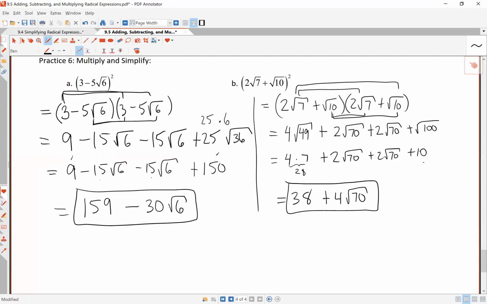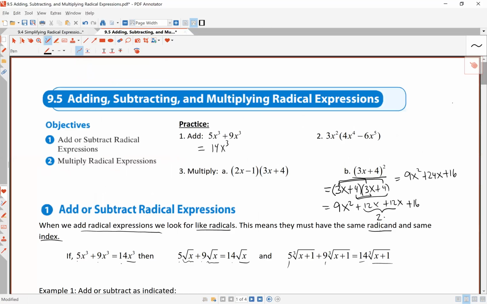This concludes the video for section 9.5, adding, subtracting, and multiplying radical expressions. Objective 2, multiply radical expressions.